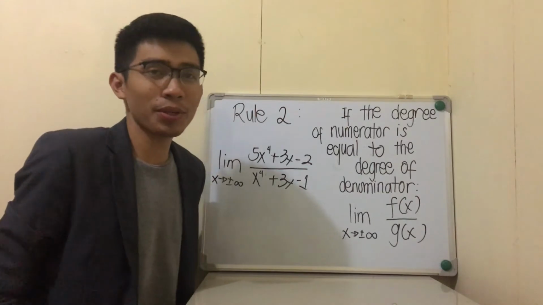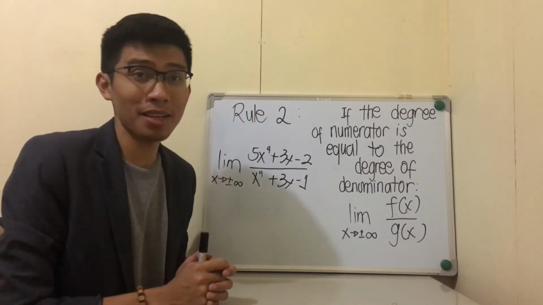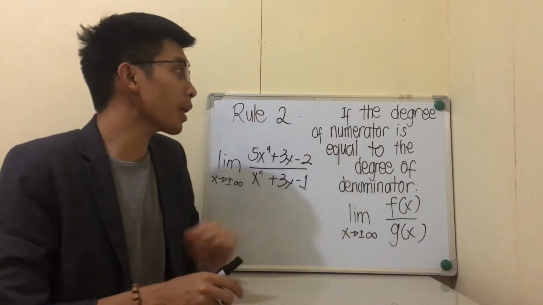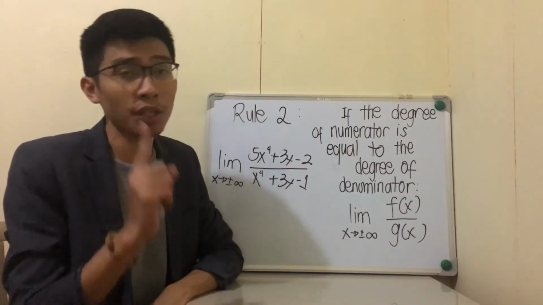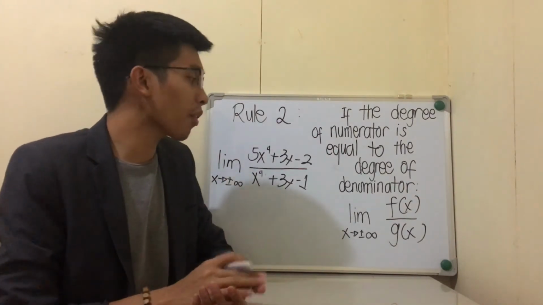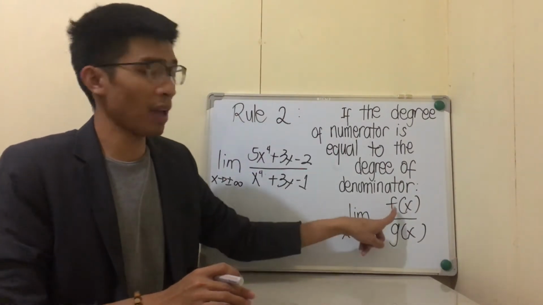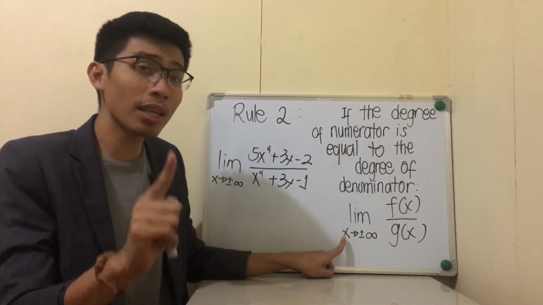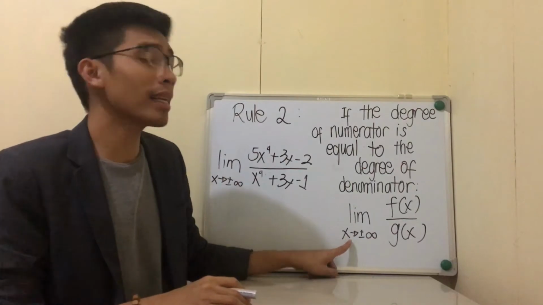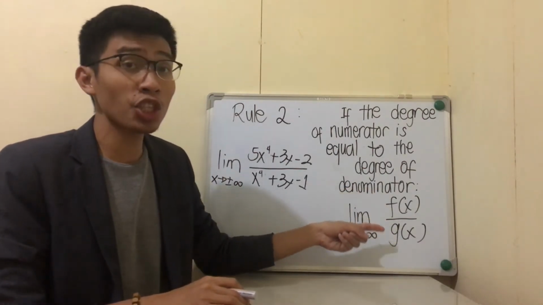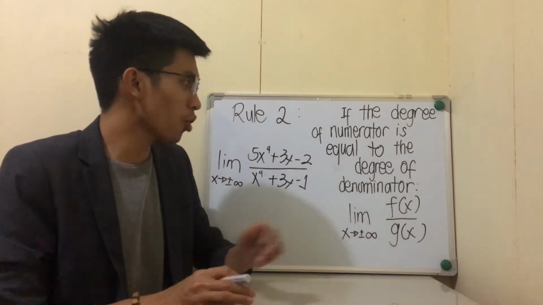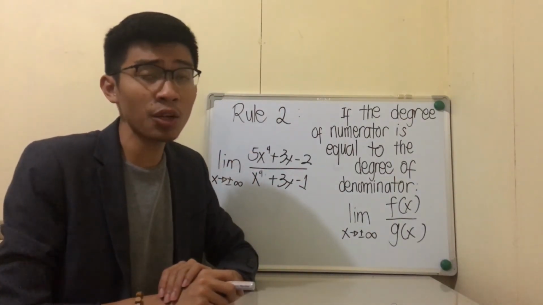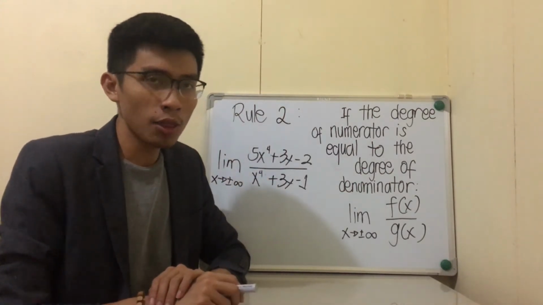That's good. So this time we are going to talk about rule number 2 for limits at infinity. For rule number 2, what if the degree of your numerator is equal to the degree of your denominator? What is the limit of a function in the form of f of x all over g of x as x approaches either positive or negative infinity? Again, take note that f of x and g of x are polynomial functions. So what are you going to do? You are going to compare the leading coefficients, same as for rule number 1.